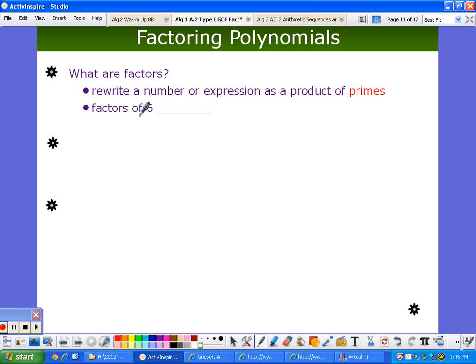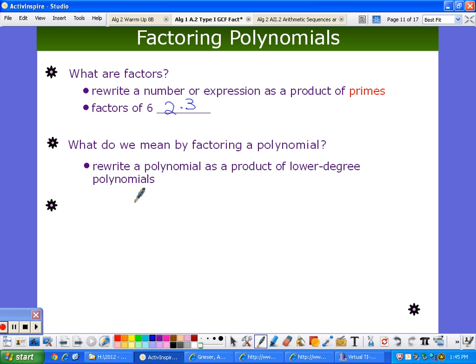If you want to get the prime factors of 6, what are the prime factors of 6? Go ahead. 2 times 3, right? So we break down a number into its primes, and we multiply to get them. Now what we're going to be doing with polynomials is the same kind of thing. We're going to factor the polynomials so that it's a product of what we call prime polynomials. And a prime polynomial is one that I can't factor anymore.